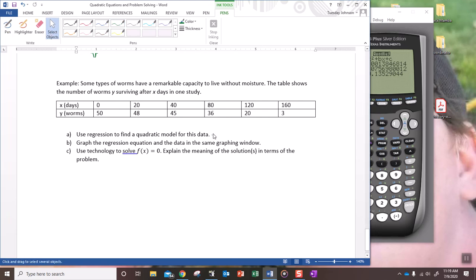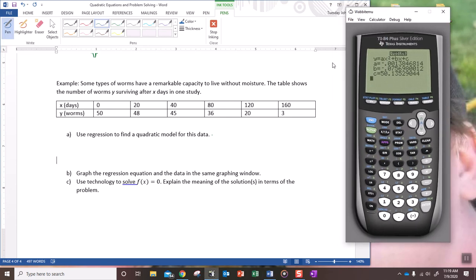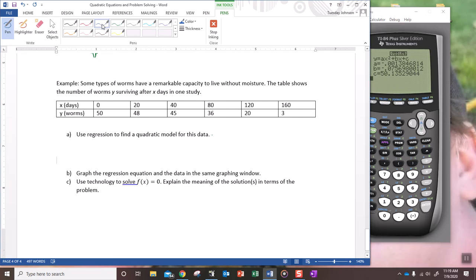Our regression gives us the A, the B, and the C. Let's use, say, 3 decimal places. Hopefully that'll be enough. Negative 0.001 x squared minus 0.076 x, our 5 will be rounded up. And the C value is plus 50.133. All right, so we found a regression model.